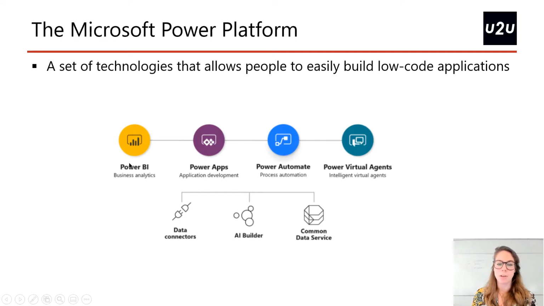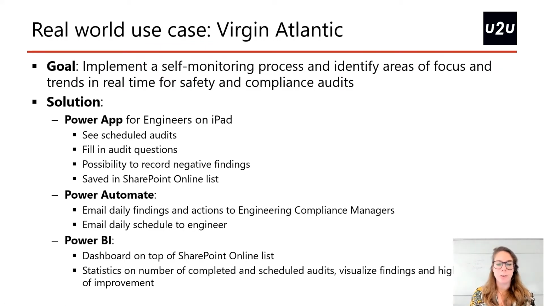And so all these products connect to different data connectors. They can connect to the Common Data Service as well. And there is the AI Builder that can be used to infuse Power Apps, for example, with some AI. Now, these products, when you use them together, can really be super powerful. And one example of how they can be used together is Virgin Atlantic.